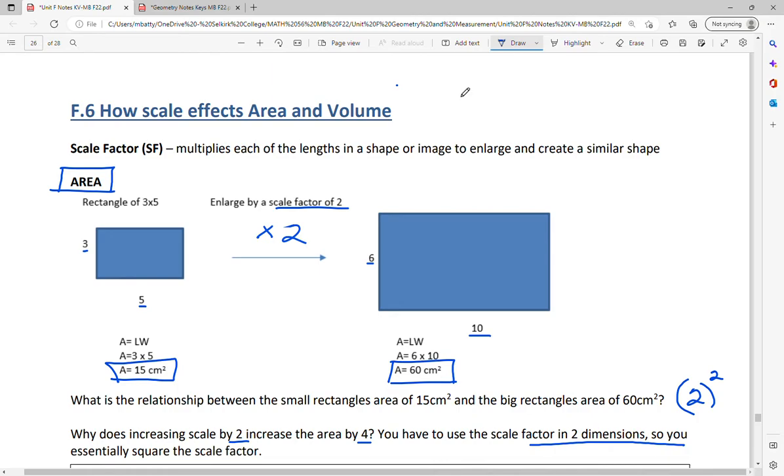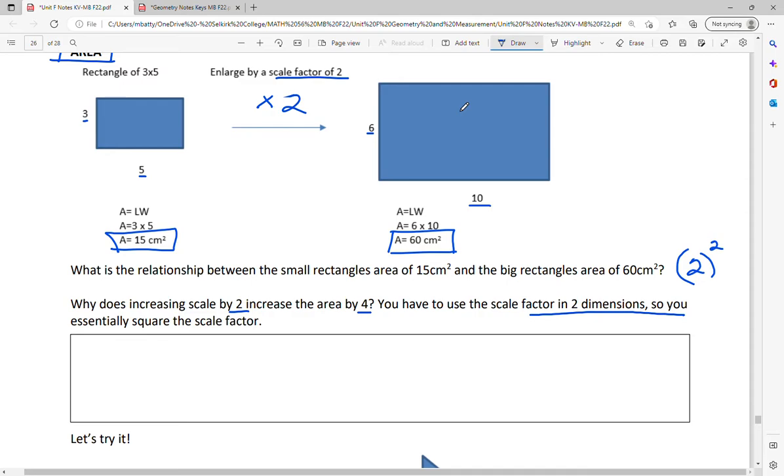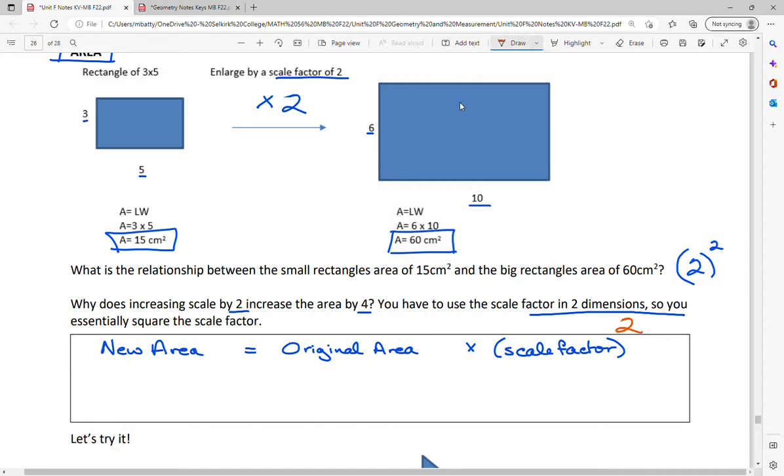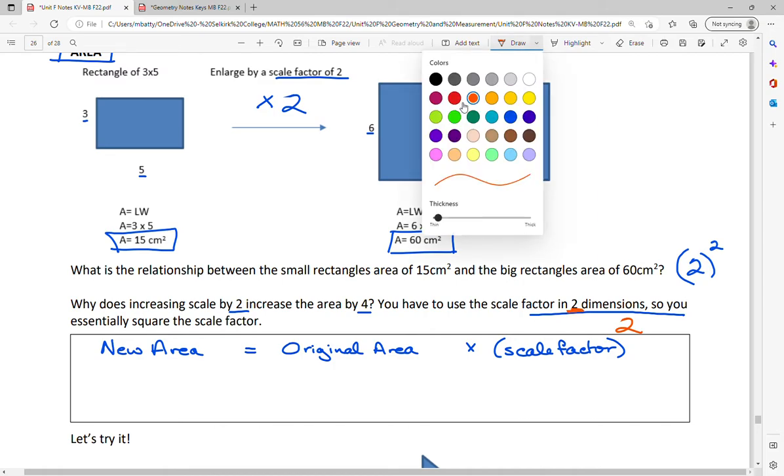We're going to write this out in a way to hopefully make some sense of it. So we want to know the new area. That is always going to be the original or old area times the scale factor. And the key thing here is that the scale factor is going to be squared: 1 for the length, 1 for the width, in 2 dimensions. So you could write this out in a formula.